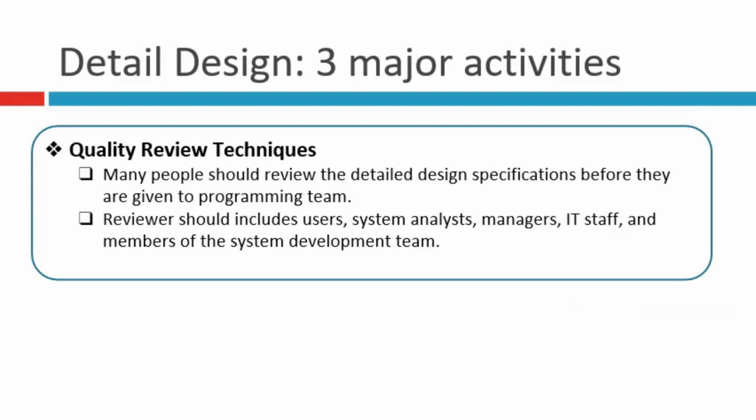The last activity in detailed design is what we call quality review techniques. Quality review techniques is a process with which the people review the detailed design specification before they are given to programming team. So in this part, every step or every design, such as the design of your database, the design of the input and output, will go through the quality review techniques.